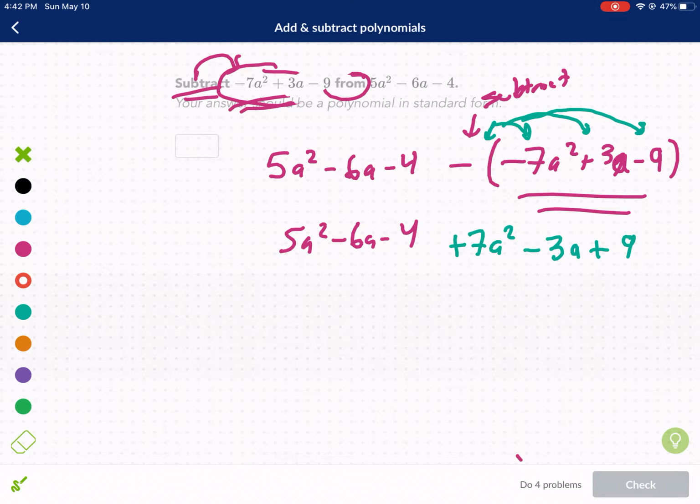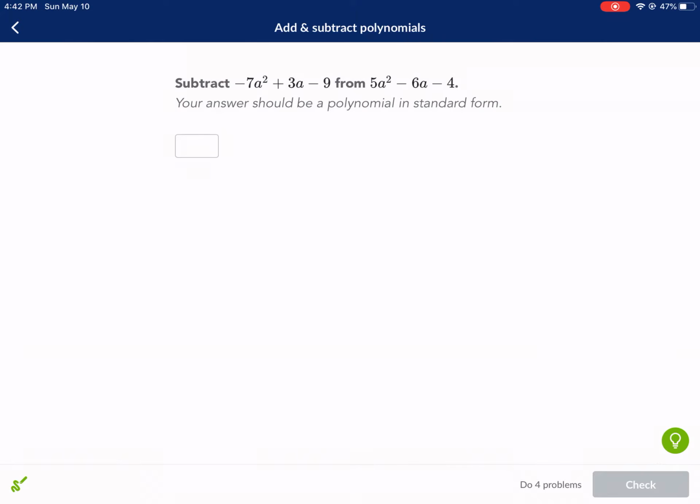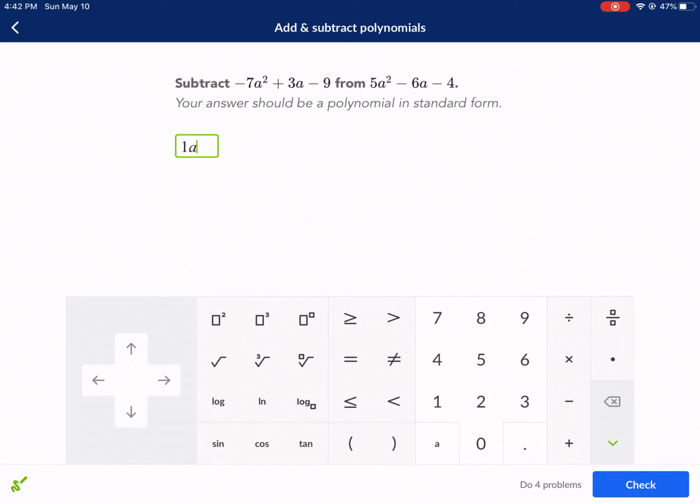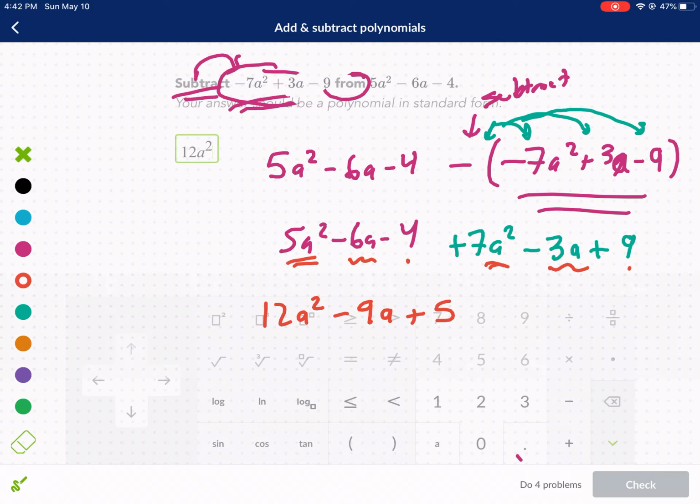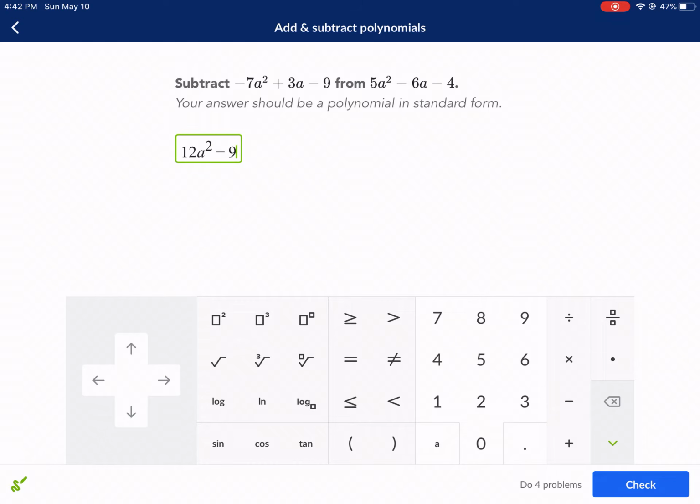Now we just look for like terms. The a squareds go together, the a terms travel together, and the 4 and the 9 go together. So I have 5a squared plus 7a squared. We're really just adding the numbers out in front and then keeping the a squared tag. Then we have negative 6a minus 3a, negative 9a, and then negative 4 plus 9 is positive 5. So we need to type in 12a squared minus 9a plus 5.